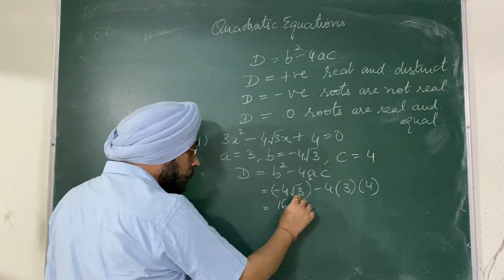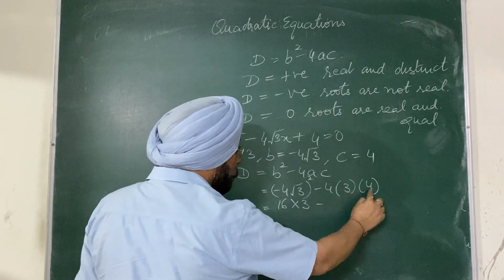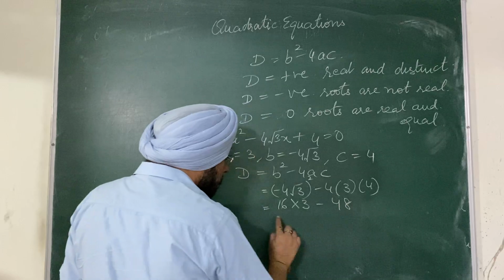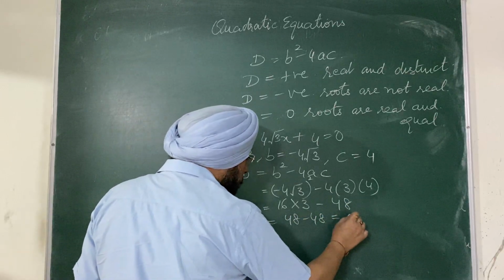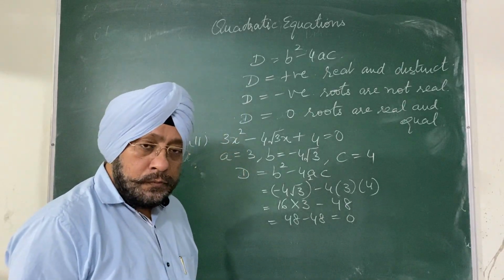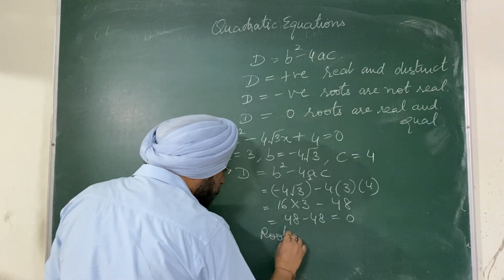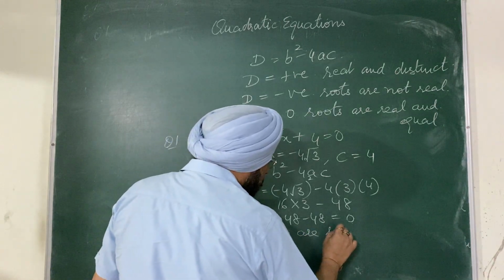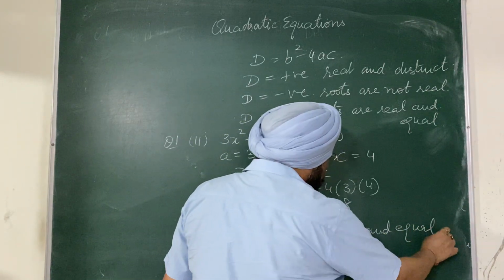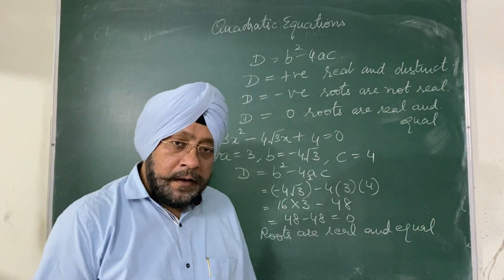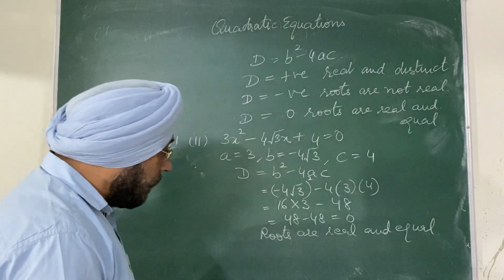Then square the root value. The square of root 3 is 3. This 4 is 12, 12 4s are 48. 16 into 3 is again 48. So we get 48 minus 48 equals 0. It means if D equals 0, roots are real and equal. So since the roots are real, it means we are able to find the zeros of this quadratic equation. So how can we find the roots?